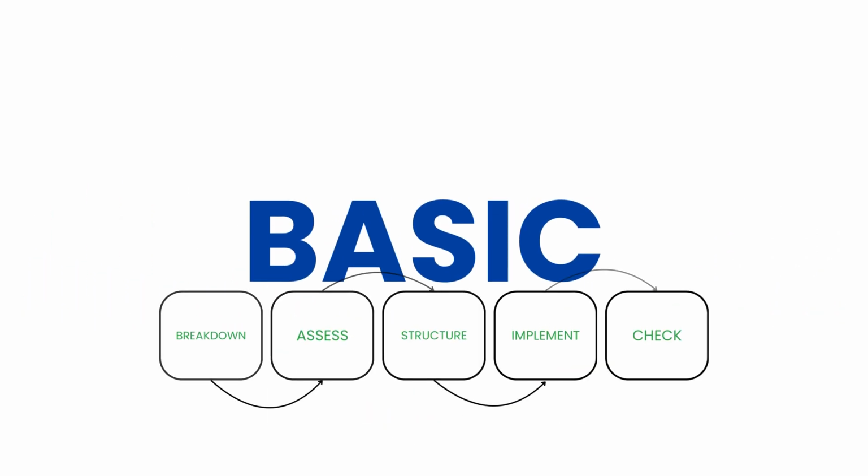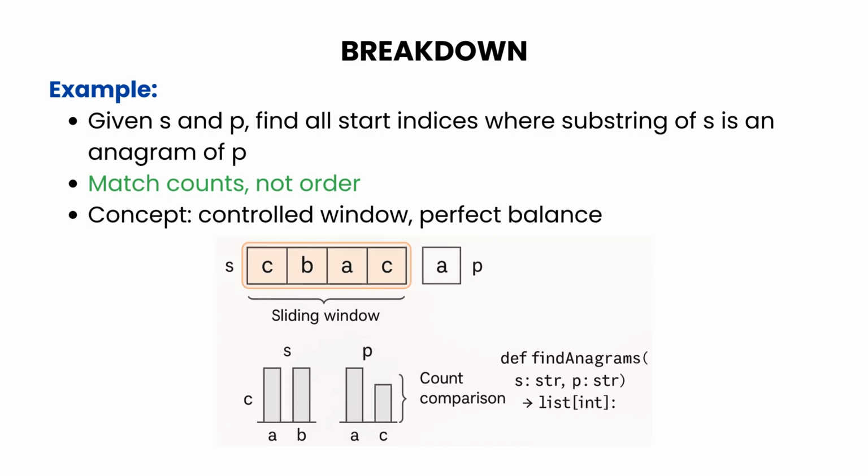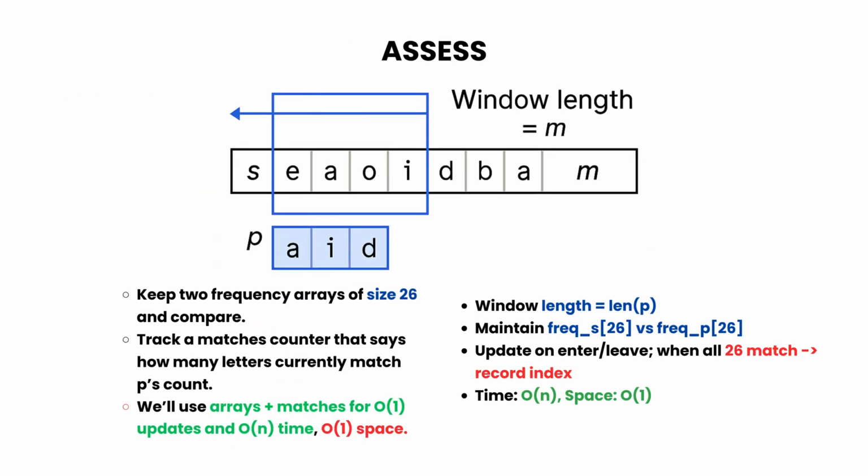Let's break this down. We're given strings S and P. We must return all start indices in S where the substring is an anagram of P. Only lowercase letters. The anagram condition means the character counts match. Now let's assess. Naively sorting each window is O(m log m), too slow. Instead, we maintain a fixed size sliding window of length len(p) over s and compare letter counts.